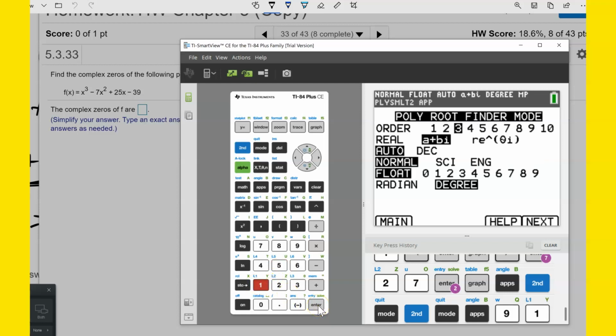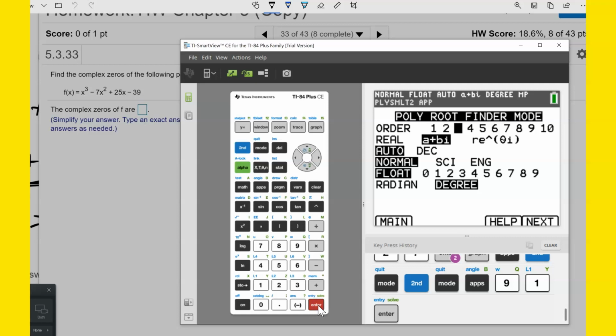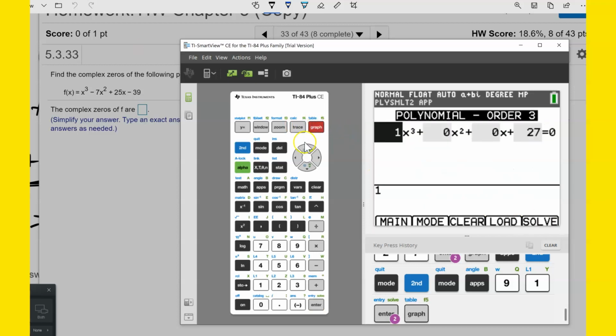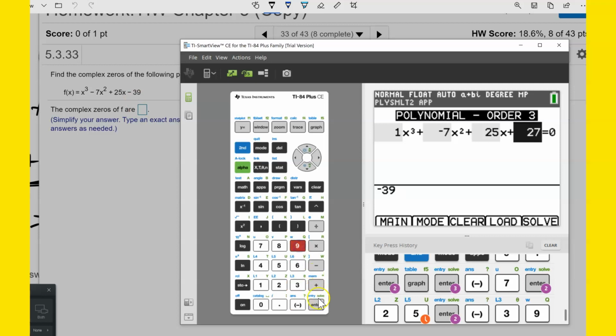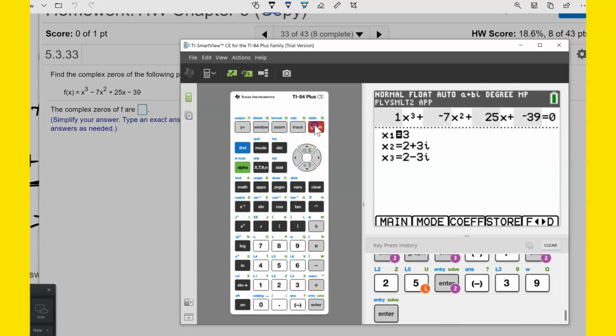My degree is 3. I'm just going to then click the next button by clicking the graph, which is the button below next. I'm going to type in my coefficients. 1 is my first coefficient. -7 is my second coefficient, so I'm going to type in -7 right there. 25 is my next coefficient. And -39 is my last coefficient. And I click solve. And actually, this one was so easy because the app did it all for me.